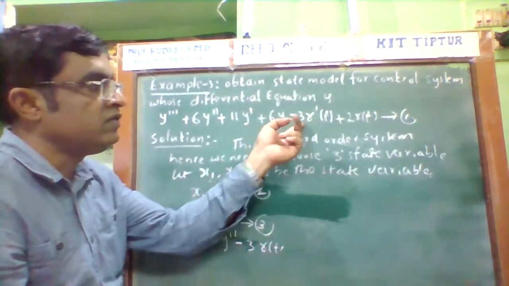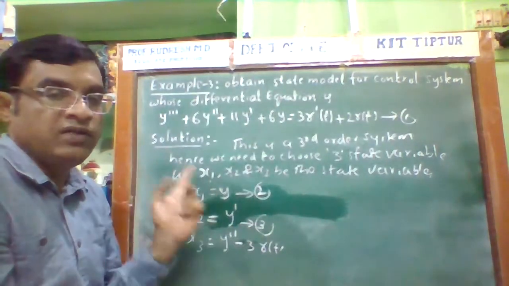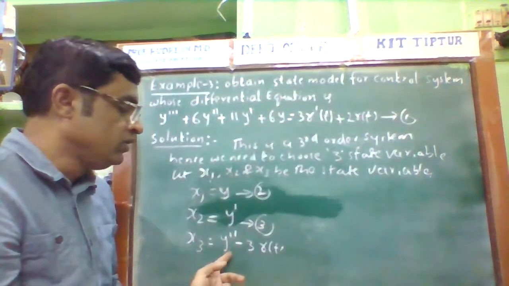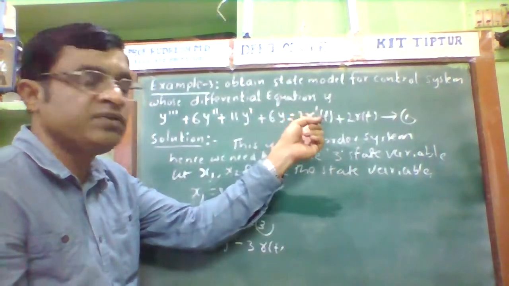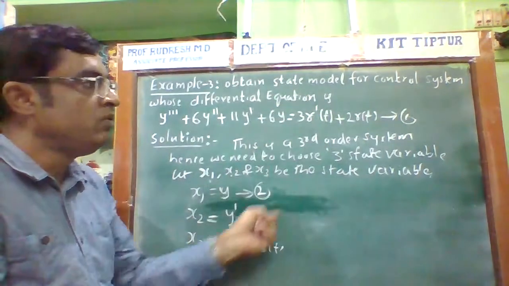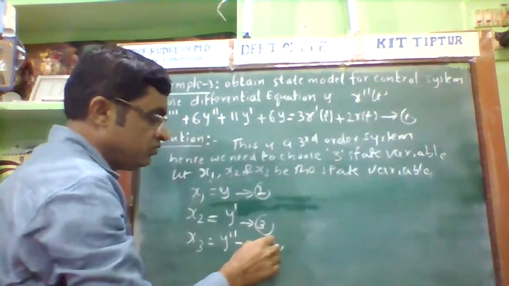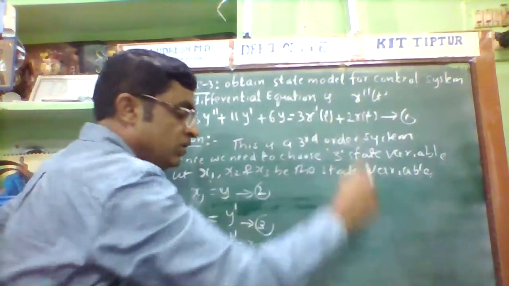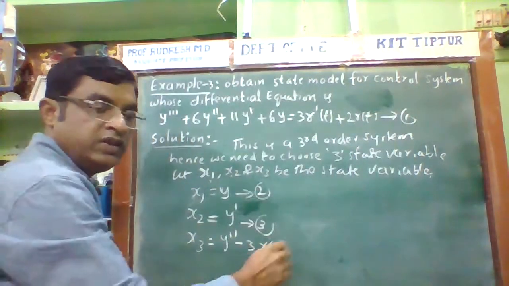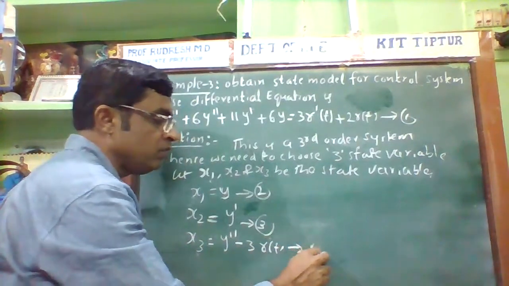I should write here, since there is a 3 into r dash of t present, I need to write 3 into r of t. If I differentiate this, then I should get it. Likewise, if r dash of t is given here, we need to write r of t. If r double dash of t is given, you should write r dash of t. This is very important: choosing the third state variable and assigning this value to it is very important in this particular problem.